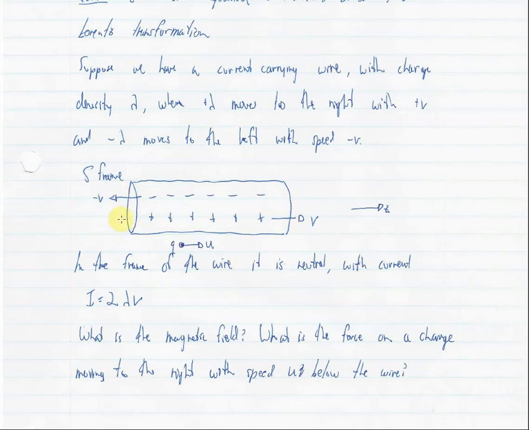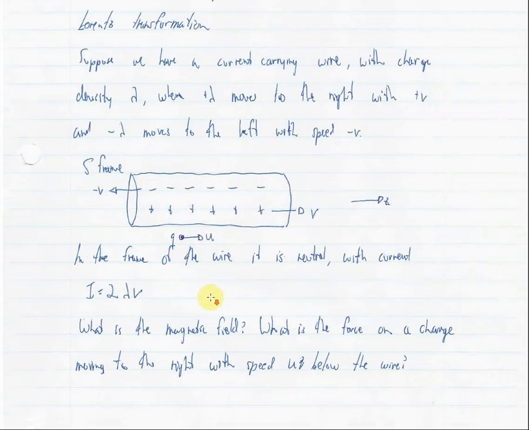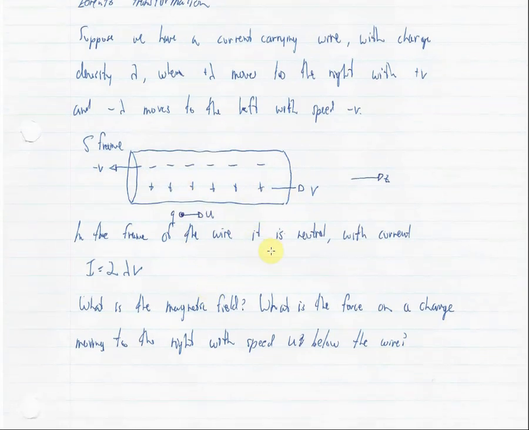And sitting in the frame of this wire, these charges look like they're going to the right, these charges look like they're going to the left the same amount. So of course the electric field is going to be 0 here. In the frame of this wire, it's neutral, and the current is going to be 2 times lambda times v. Because we have lambda times v going to the right and minus lambda v going to the left, we get 2 lambda v as the current.